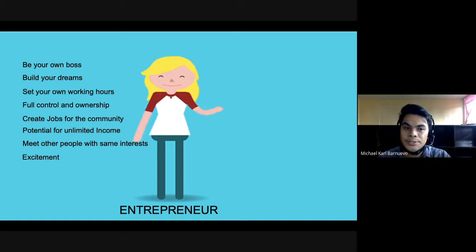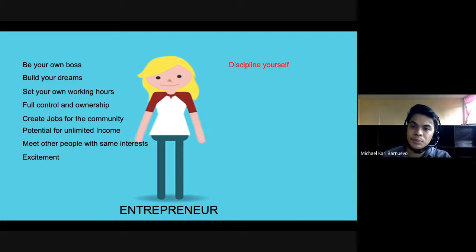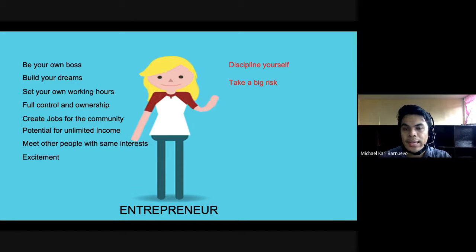How about the negative side of building a business or being an entrepreneur? One of the hardest things, no, for students is to discipline ourselves or yourselves. No? If you want to be successful in your business, you must create a schedule. And you must stick to that schedule, commit to the schedule. Taking a big risk dahil you will be investing in resources, yet you can still fail. Okay? You can still fail in your business.